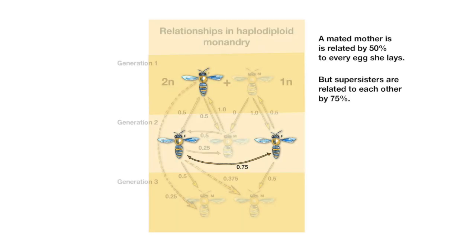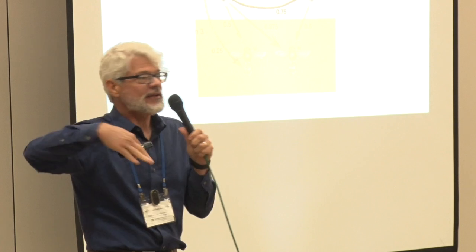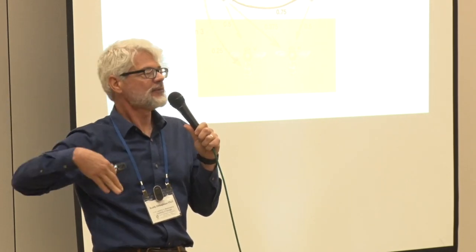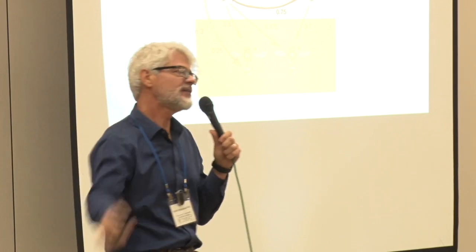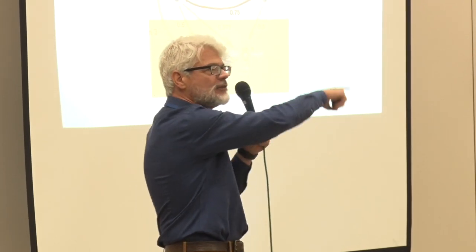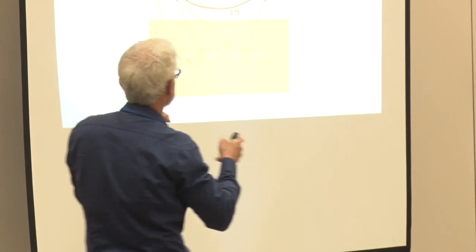The reason there's sociality is because of this asymmetry. The sisters are super related to one another. So it is better to stay at the nest and help mom produce more sisters than for me to go out on my own. Because if I go out on my own, the most I can do is deposit 50% of my genes with every egg I lay. But if I stay with mom, I can pass on 75% of my genes if I help mom make more sisters. It's a no-brainer. It's like the Darwinian jackpot prize.